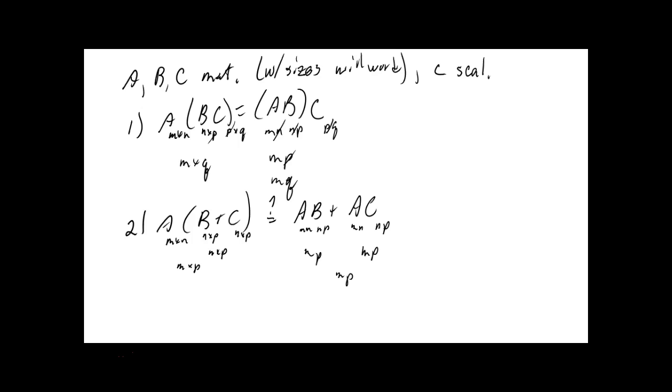And then the third one. Let's see if we can get the third one written in here. A plus B times C. So this would have to be an M by N, M by N. To add them, they have to be the same. This would have to be an N by P. Then this would be AC plus BC. And this would be M by N, N by P, M by N, N by P.